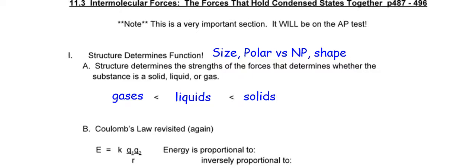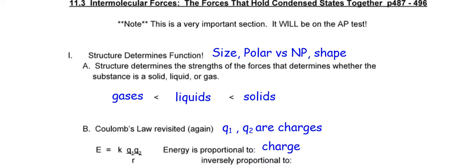Now, Coulomb's law, let's revisit it again. We first learned about Coulomb's law in the beginning of Chapter 9. We skipped over that to start off with. We'll come back to that, don't worry. But anyway, so what is Coulomb's law? It is energy is proportional to a constant times Q1, Q2 over R. Well, what the heck are Q1 and Q2? Q1 and Q2 are your charges. So if you have an ionic substance, we're talking about +1, +2, -2, -3, things like that. Those are your charges. So the greater the charges, the greater the energy. So therefore, energy is proportional to the charge, okay?